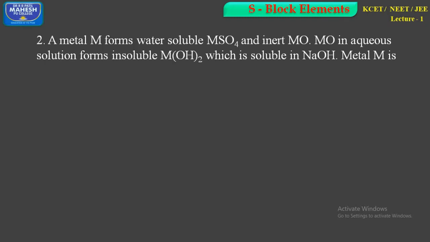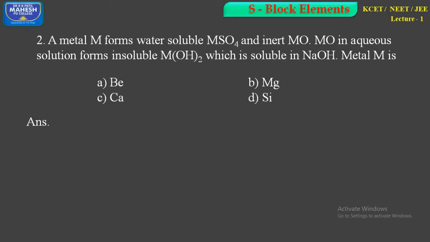Moving to the next question. A metal M forms water-soluble metallic sulfate and inert metallic oxide. Metallic oxide in aqueous solution forms insoluble metallic hydroxide, which is soluble in sodium hydroxide, and the metal M is option A, beryllium, option B, magnesium, option C, calcium, and option D is silicon.